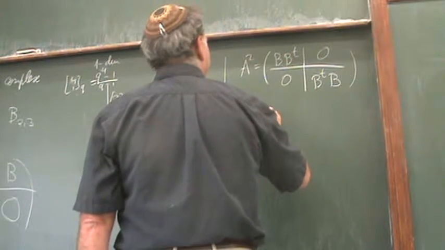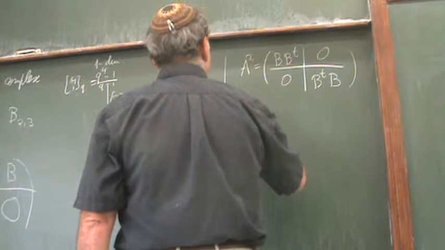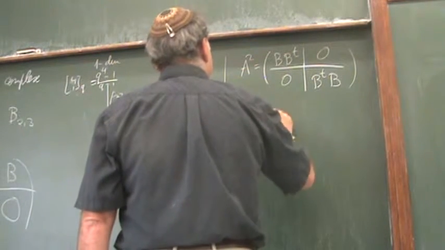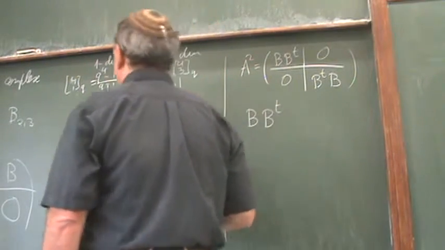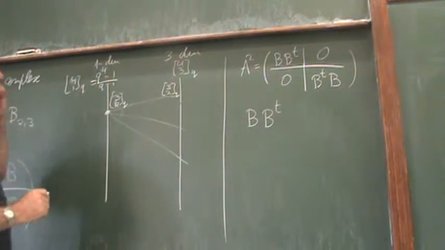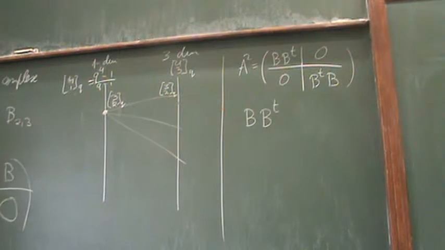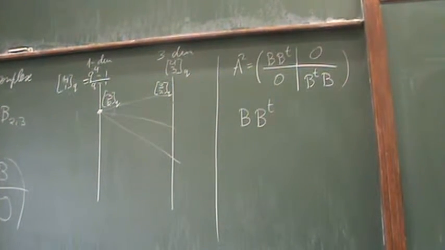Now, let's see what B B^T is, or B^T B, it doesn't matter. We said that A squared is the adjacency matrix of the graph on the same vertices, representing going by paths of length 2.